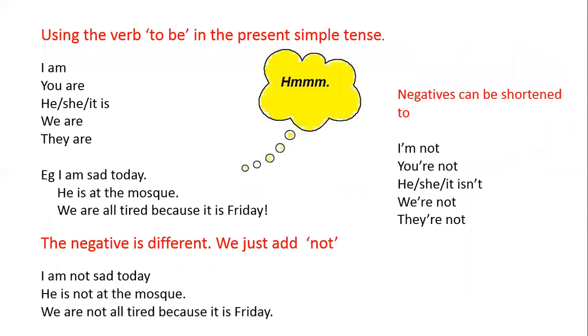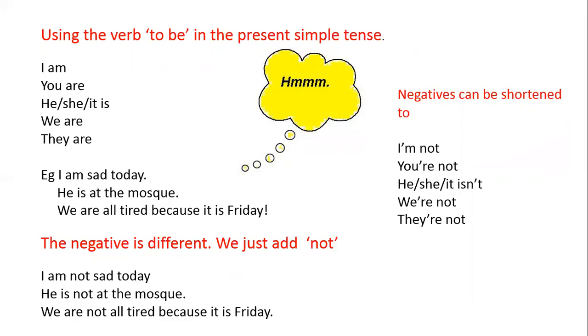Now using the verb to be in the present simple tense is also easy. So we just stick with I am, you are, he, she, it is, we are, they are. Example, I am sad today, he is at the mosque, we are all tired because it's Friday. The negative is different. We just add not. So with the verb to be, if it's am, are, is, then we just add not.